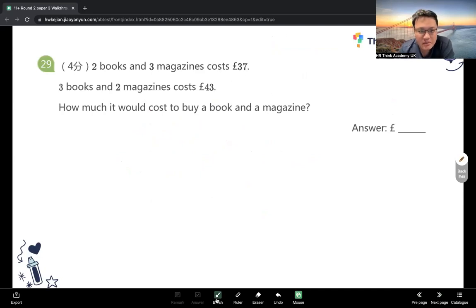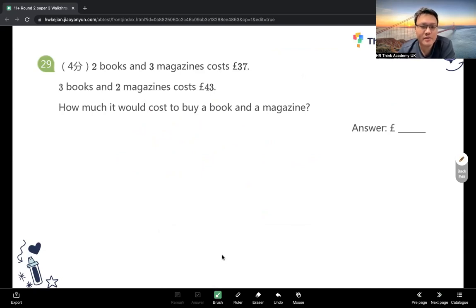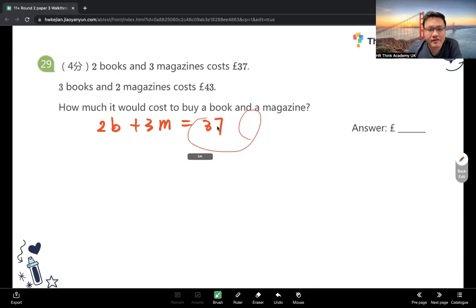You see, 2 books and 3 magazines are going to cost you 37 pounds. And if you buy 3 books and 2 magazines, that will be 43. Question: how much would it cost to buy a book and a magazine? Actually, it's simultaneous equations, but an easy one. You have 2 books, so let's use 2 times B, where B represents the cost of each book, plus 3M, and that will be 37.